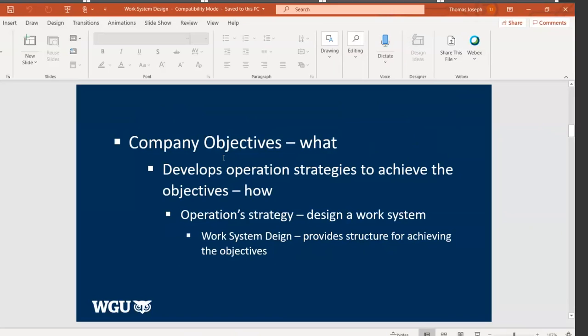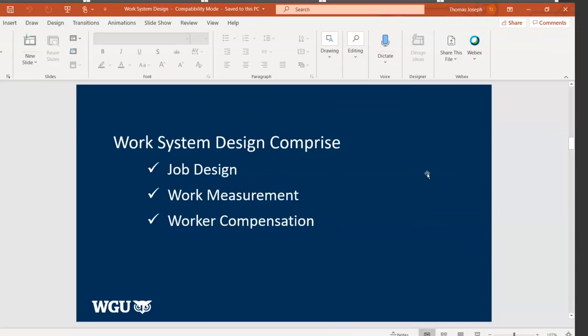All right, so let's take it this way. The company has objectives, right? Why do we exist? What are we supposed to do as an organization? It develops operational strategies to achieve those objectives, the how. From the operational strategies, the company designs a work system for the how, right? And then the work system is in reality a structure to achieve those objectives. All right, so that's what work system is about.